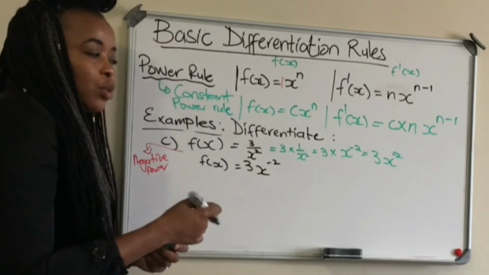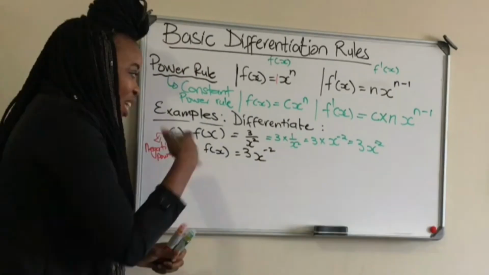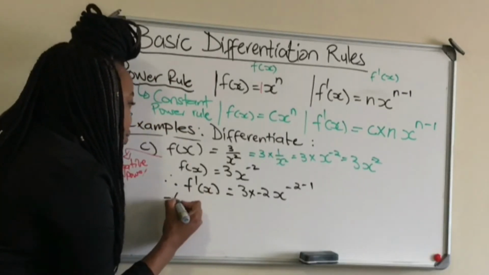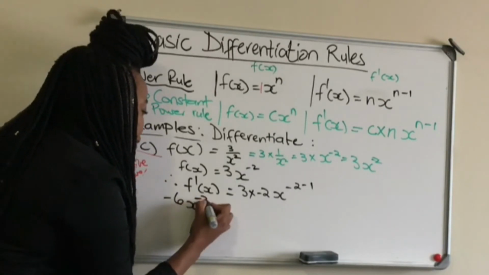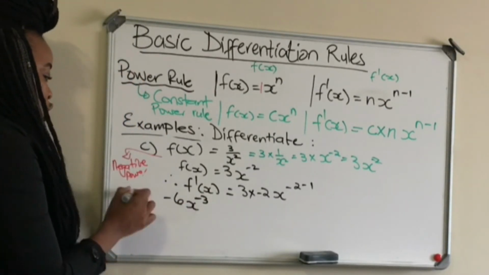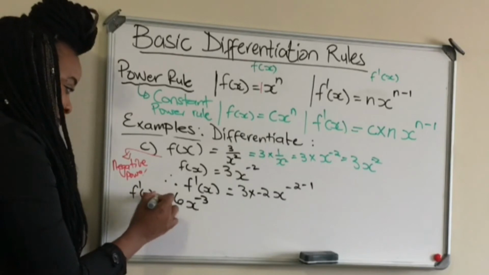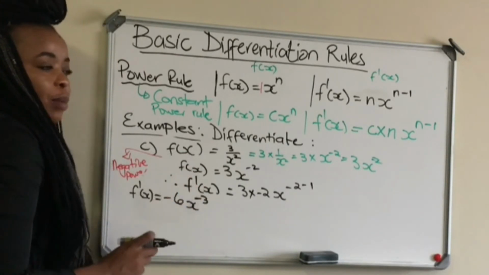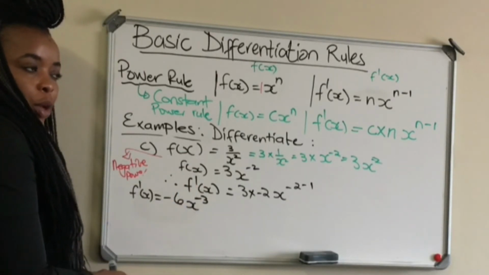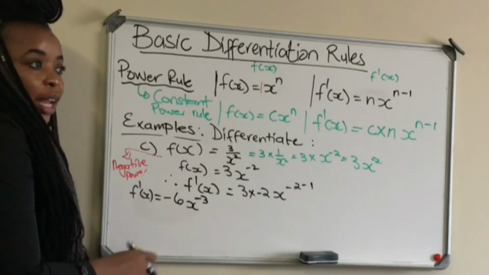That way we'll be able to apply our power law easily. It gives you negative 6x to the power negative 3, right? That is your f prime of x. However, I can't give my answer with a negative power because then it's not simplified. So I need to simplify that.